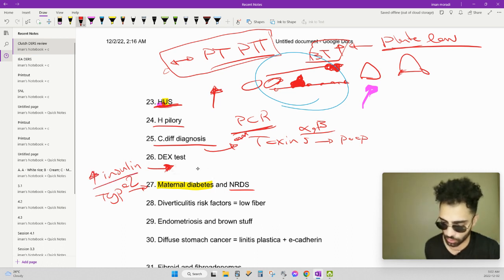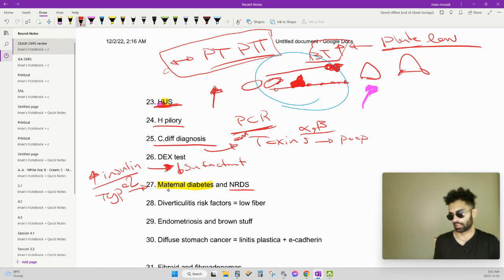So high insulin leads to decreased surfactant in the baby's lung, right? That's why there's an association between maternal diabetes and NRDS. And what do you do for this kid? You give corticosteroids before the baby is delivered, and that matures the surfactant production. Remember that surfactant is produced by the type 2 pneumocytes, and it's stored in lamellar bodies.